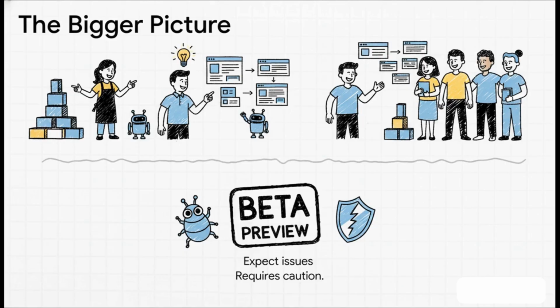Suddenly, software development is way more accessible. Small businesses that could never afford a dev team can now build their own custom tools. Entrepreneurs can spin up prototypes and test ideas at lightning speed. But, and this is a big but, we have to remember this is all brand new. It's in public preview. That means you should absolutely expect bugs, you should expect issues, and you should be on the lookout for security problems.